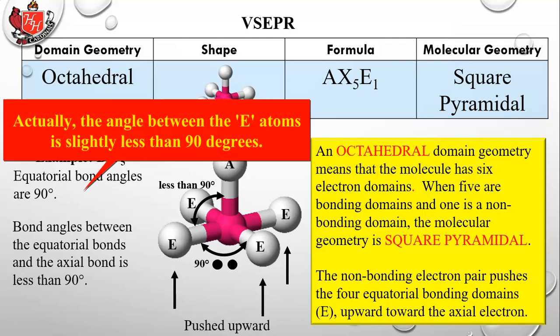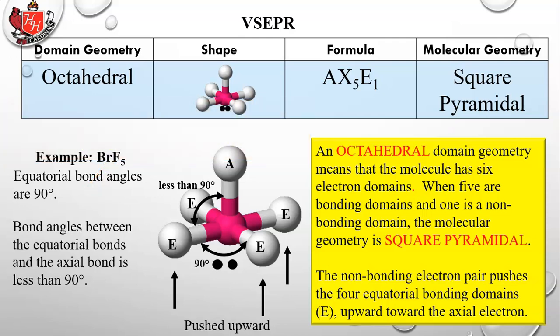So equatorial bond angles are 90 degrees. That didn't change because the electrons aren't pushing the E's together. It's just pushing them upward. I take that back. It's slightly less than 90, but we can still call it 90. It does slightly go down a little bit. The bond angles between the equatorial bonds and the axial bond is less than 90 degrees. Okay, so again, all of those E's are going to be sloped upward a little bit towards the A.